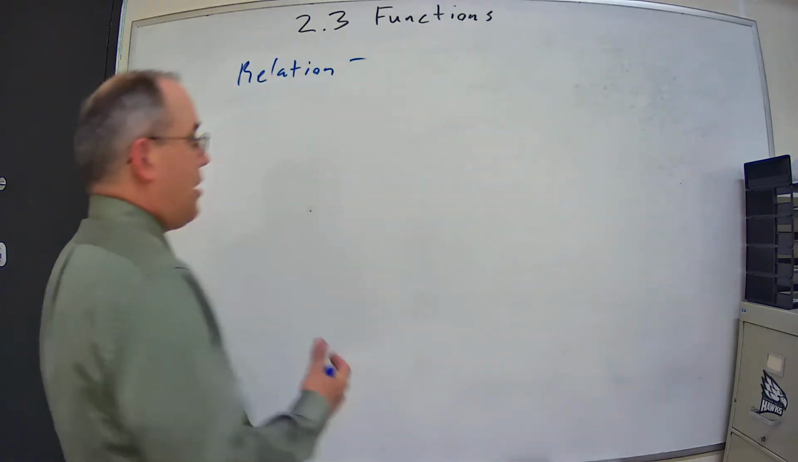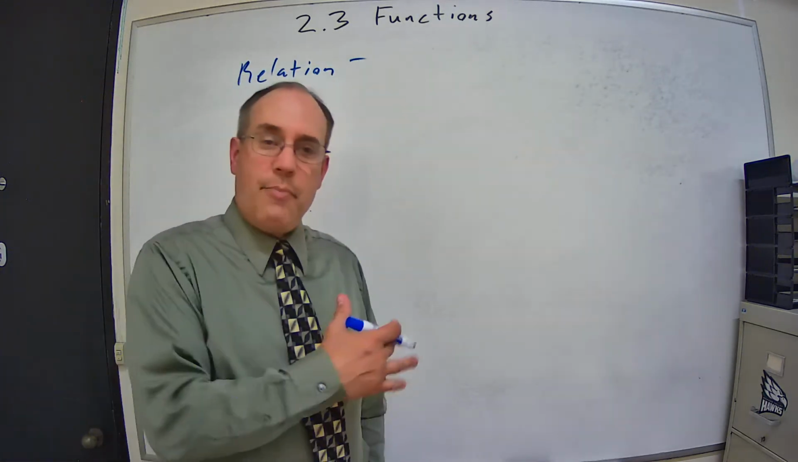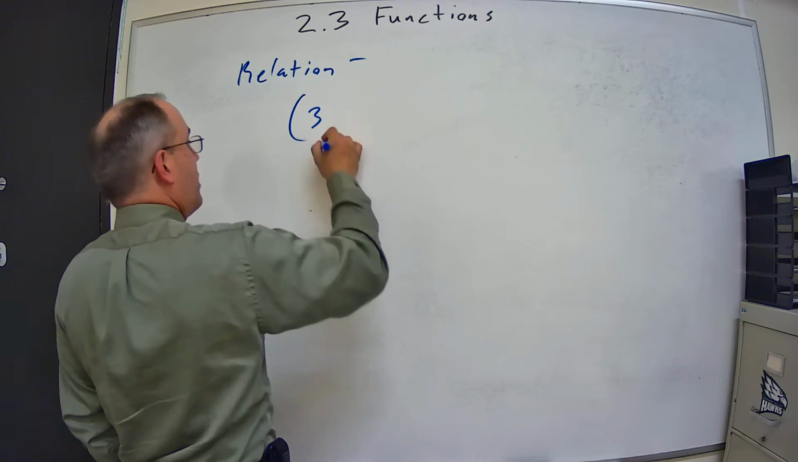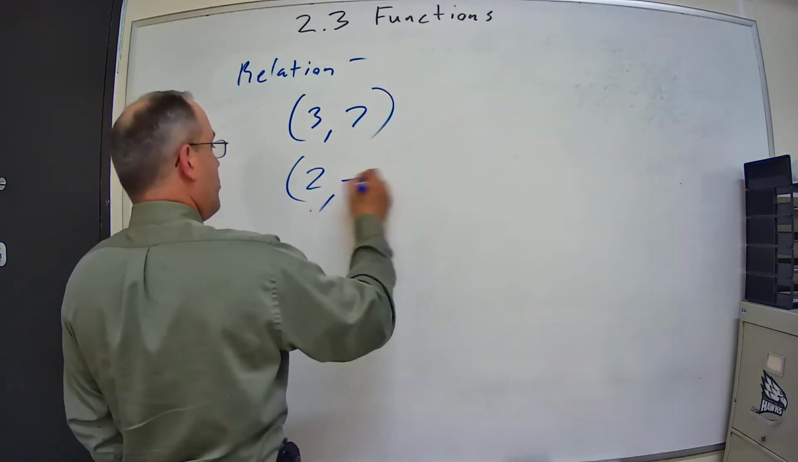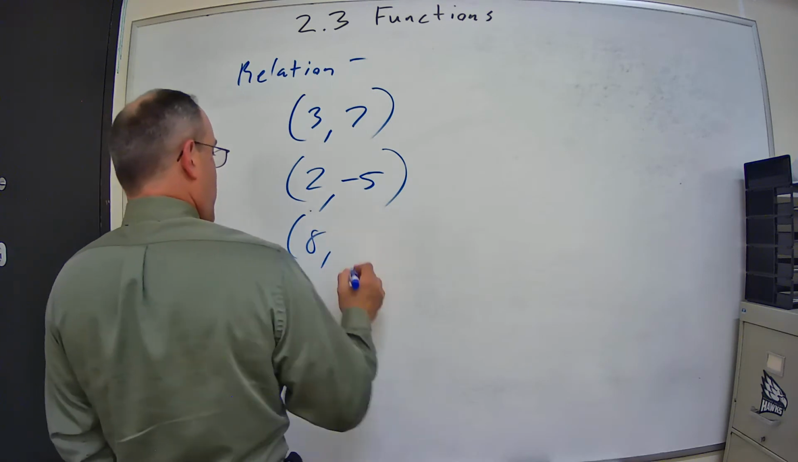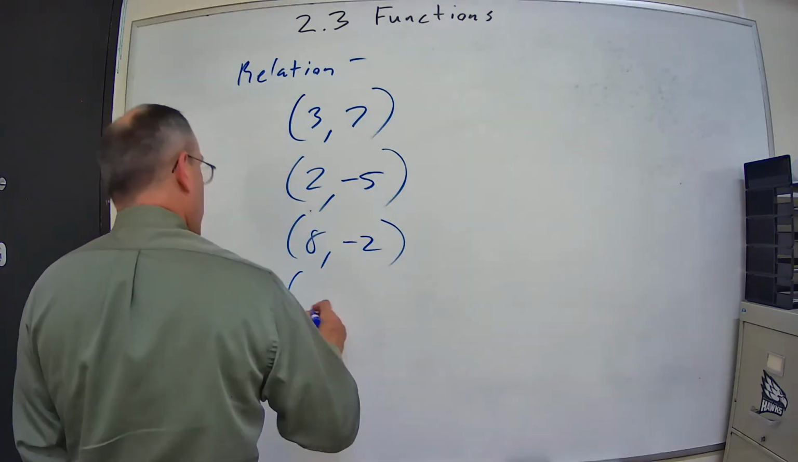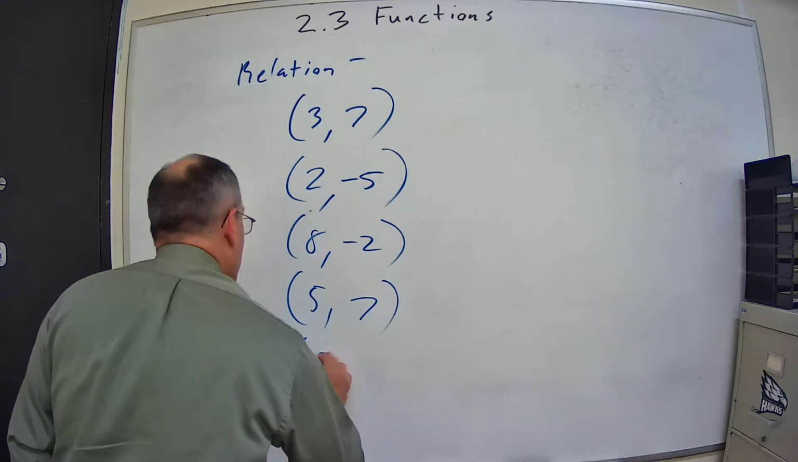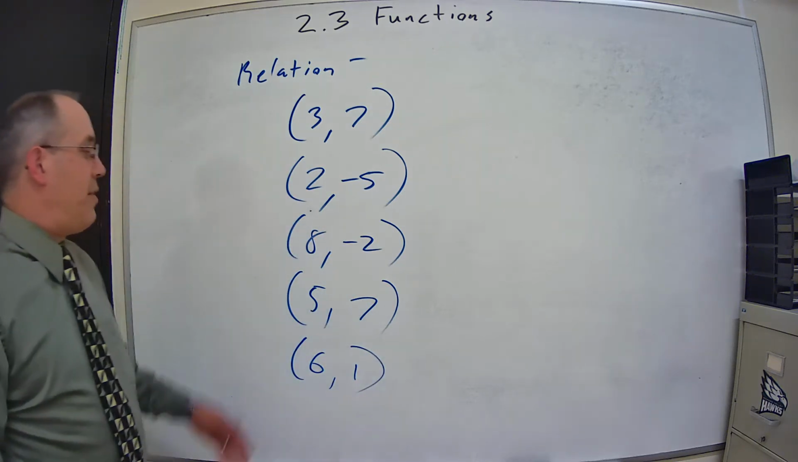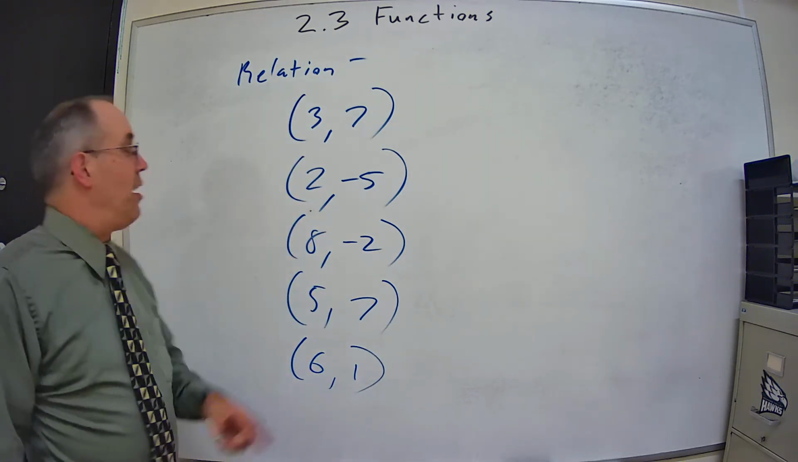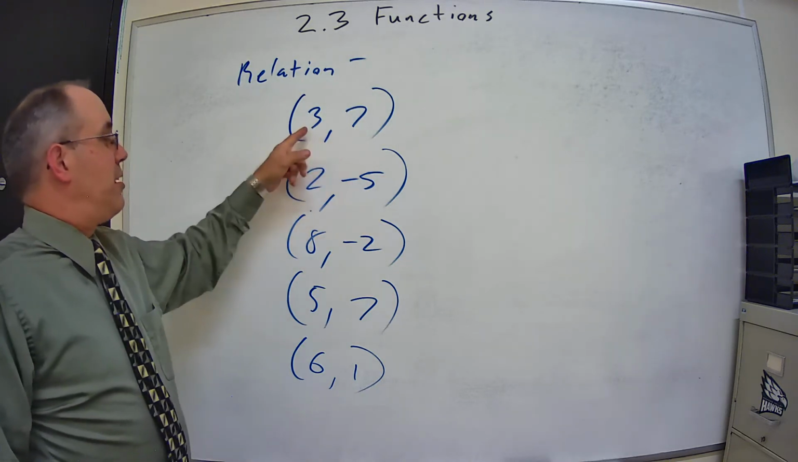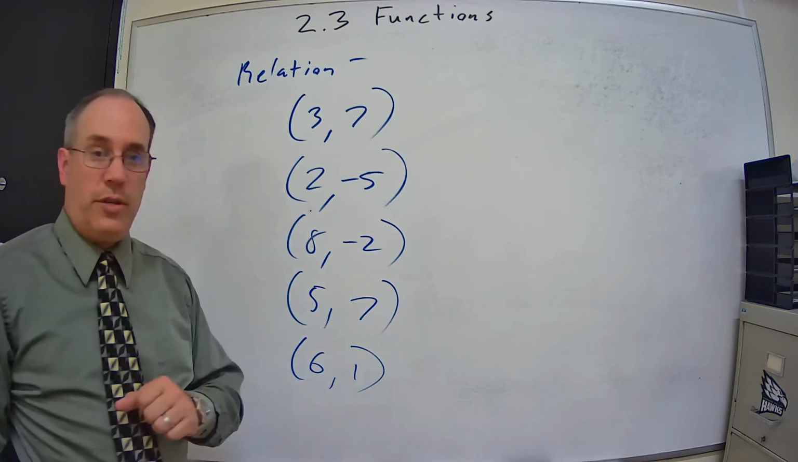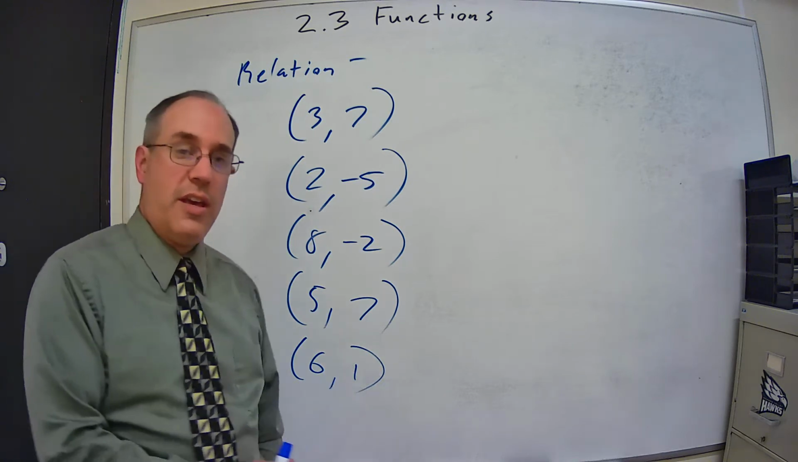So with a relation, there are a number of ways that you can show relations. I'm just going to show them as ordered pairs. We're familiar with that. So I could have the relation (3, 7), (2, -5), (8, -2), (5, 7), (6, 1). And this is a relation. I have an input, I have an output, an input, an output, and so on. Okay, so this is a relation.